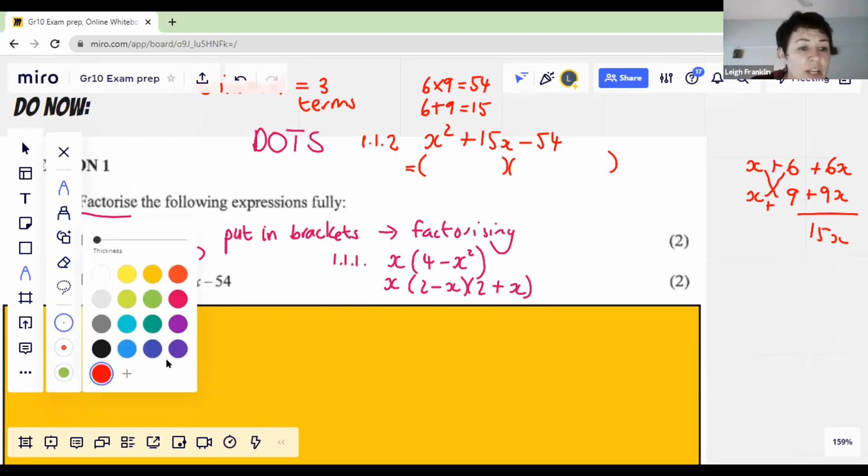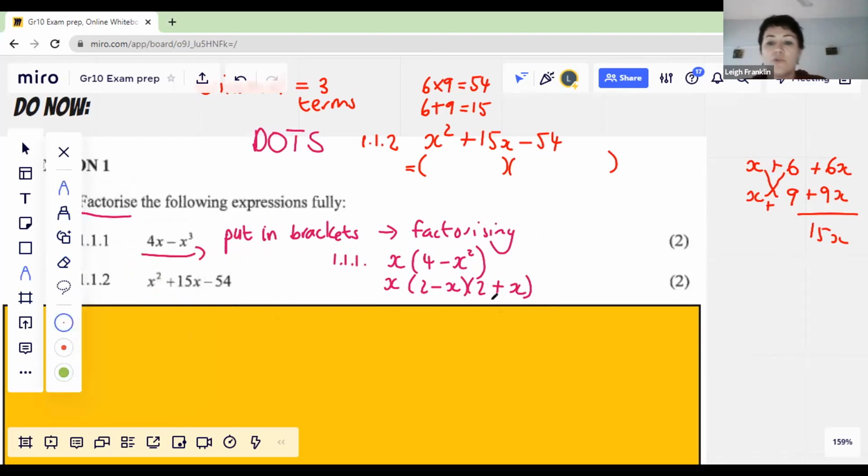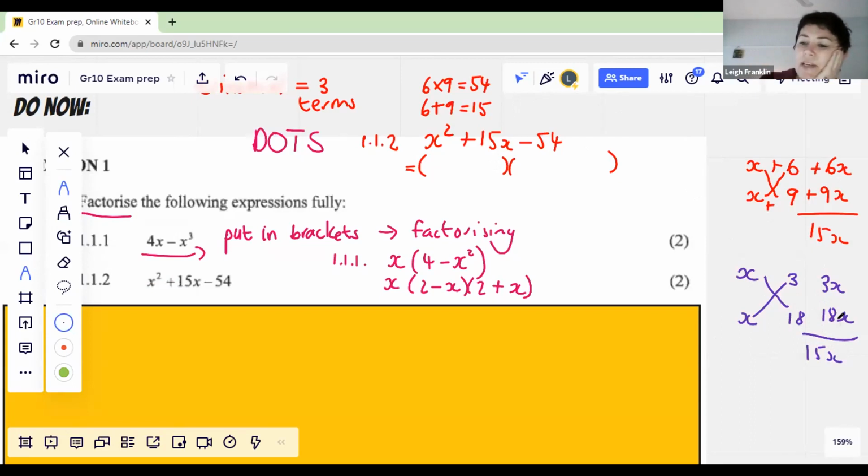So Harry's made a suggestion. Harry said, what about 3 and 18? Yes, Harry, I agree with you. All right, so if I put 18 here and I put 3 there, and then I cross here and I get 3x and I go down there and I get 18x, and now I go back and I fetch my middle term. And now here I've got 15x. Which one needs to be positive, Harry? The 18 or the 3? 18. Exactly, Sam. The 18 needs to be positive and the 3 needs to be negative.